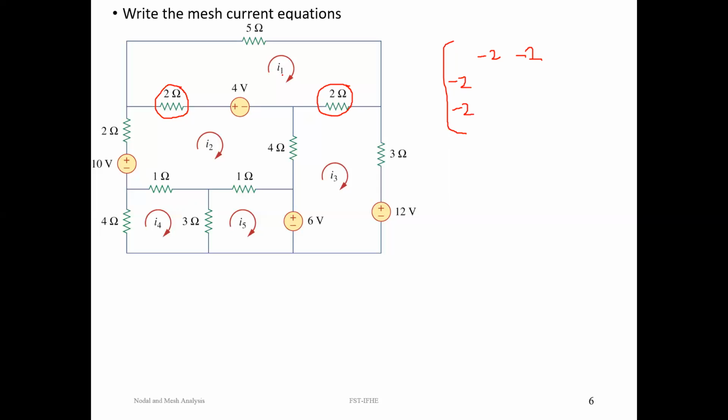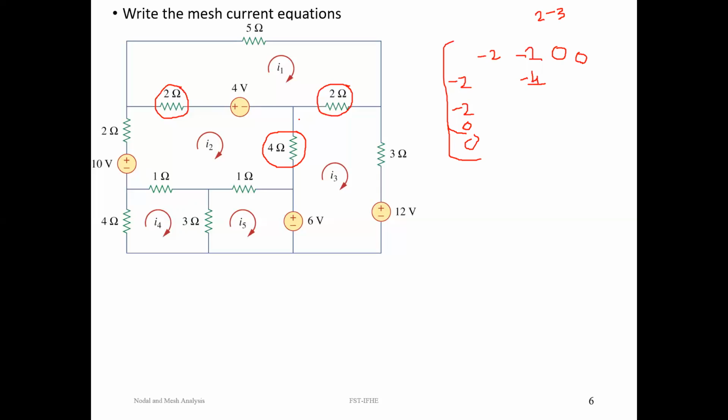In the same way, we need to find the element common between the first loop and fourth loop. There is no element common between the first loop and fourth loop, so it will become 0. In the same way, there is no element common between the first loop and fifth loop. Therefore, it will become 0. So 1, 4 is equal to 4, 1, and 1, 5 is equal to 5, 1. In this way we can complete it. So let us try to fill up the 2, 3 element, the element which is common between the second mesh and third mesh. If you carefully observe, the element common between the second mesh and third mesh is 4. So it will become minus 4.